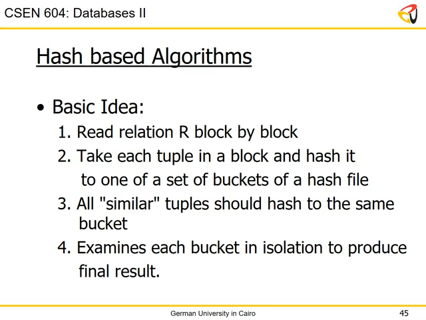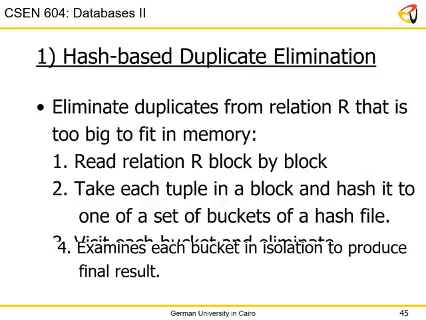Now, the rationale is like this. All tuples that are similar should hash to the same bucket. Okay? Now, what this means is, if I use the same hashing mechanism and I see the same value and I am building two hash tables, the same value should fall in the same bucket in the two hash tables. So really it boils down to comparing the buckets to do the operation I'm interested in.